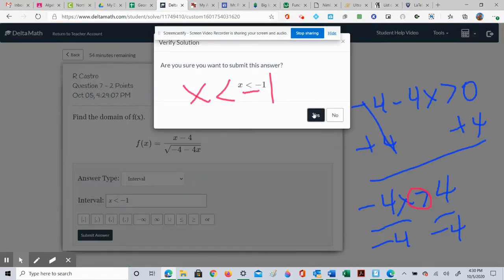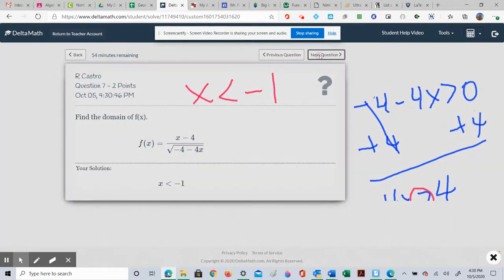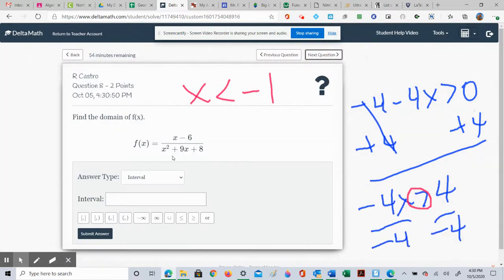Submit answer. Yes. All right. Next question. Quadratic. Again, we did a couple of these in class. This just means it's in our denominator. It can't be 0, but when you drop down this box, there are two values. Two values, x squared plus 9x plus 8.